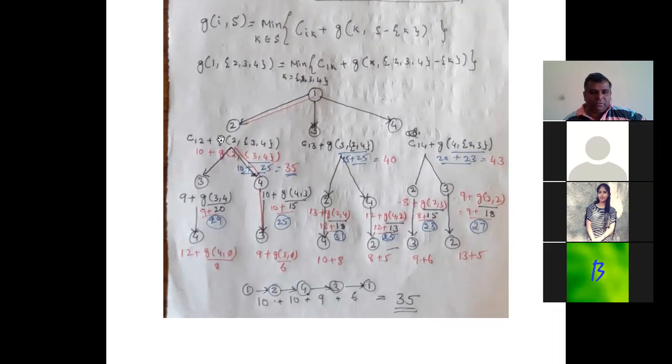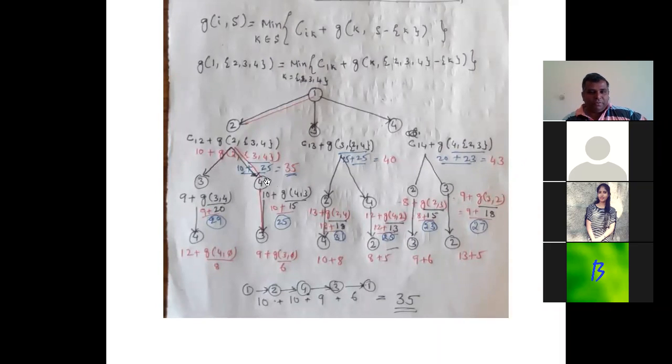29. So this is the cost for G of 2, 3, 4. Here we have to find all the nodes, the minimum we have to update. So now in this track, 10 plus G of 4 comma 3. G of 4 comma 3 is what? The cost from 4 to 3 is 9 plus G of 3 comma empty set. Now 3 to 1 is 6. 6 plus 9 is 15. 15 is the value for G of 4 comma 3.